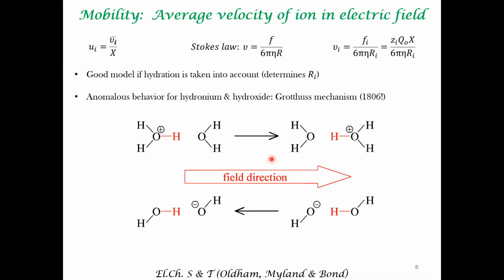I'll summarize the Grotthuss mechanism in a minute, but this is quite complicated, and a lot of quantum chemical calculations have been done in the last 10-15 years to understand it. But at least you should be aware at this level that the transport involving hydronium and hydroxide is more complicated and doesn't fall into this picture. So a more molecular picture has to be adopted if you want to look at the transport in these systems.